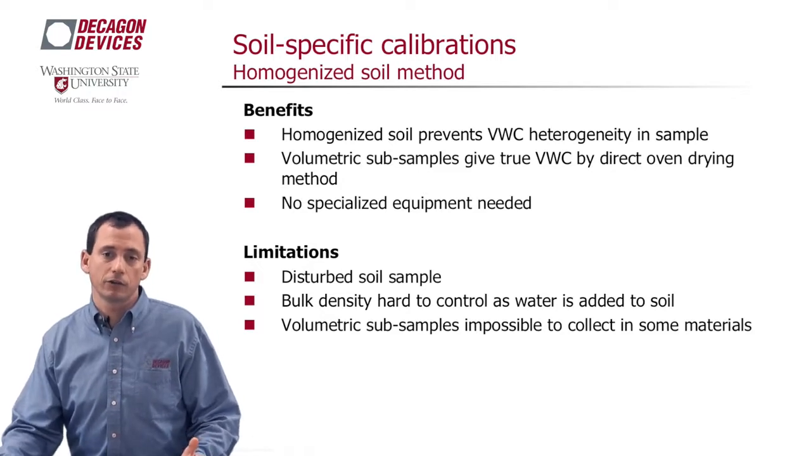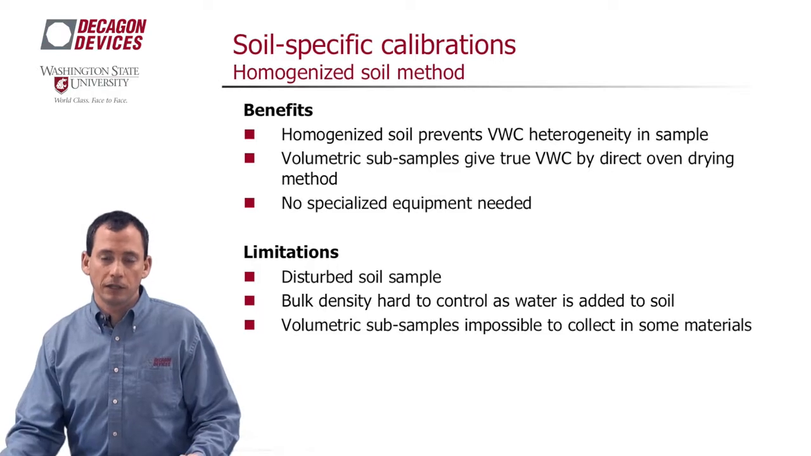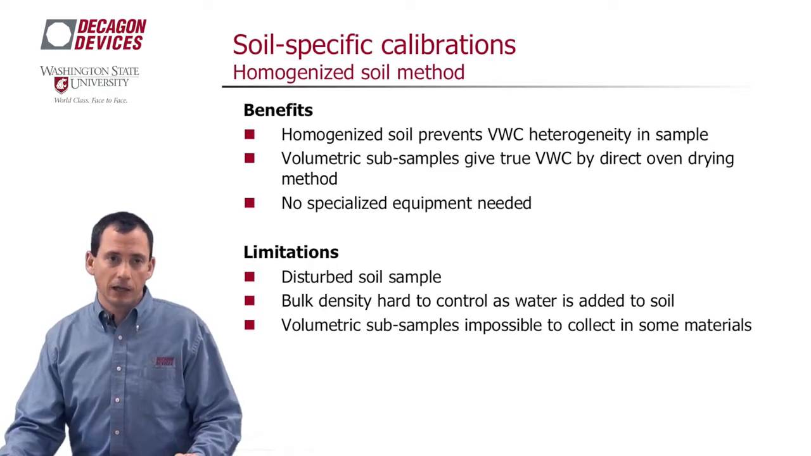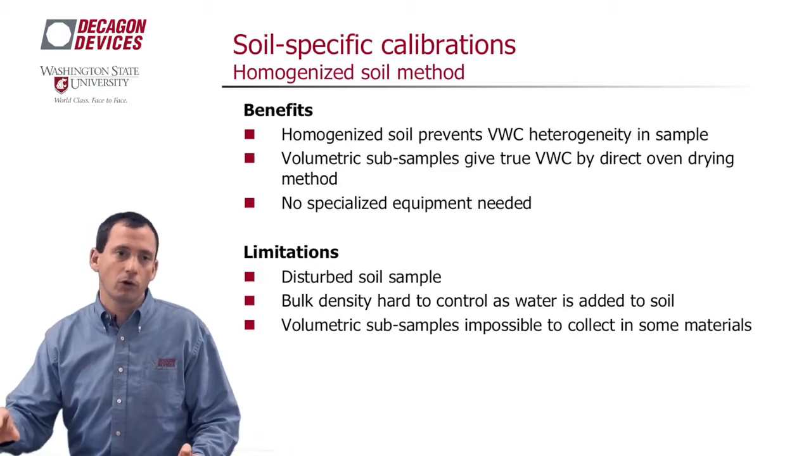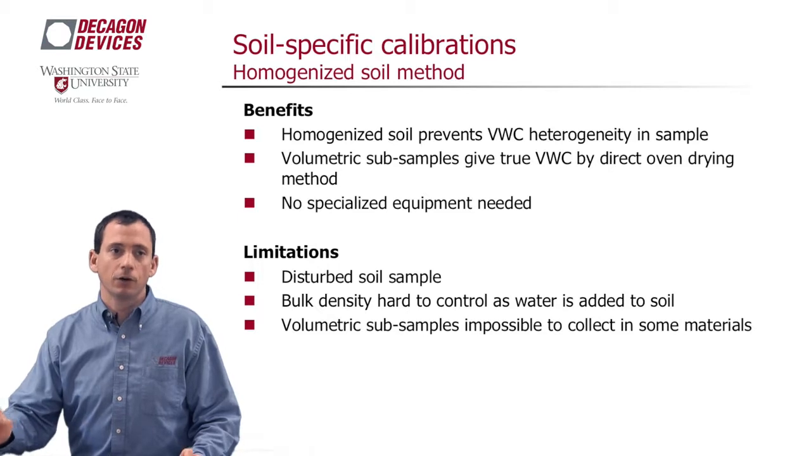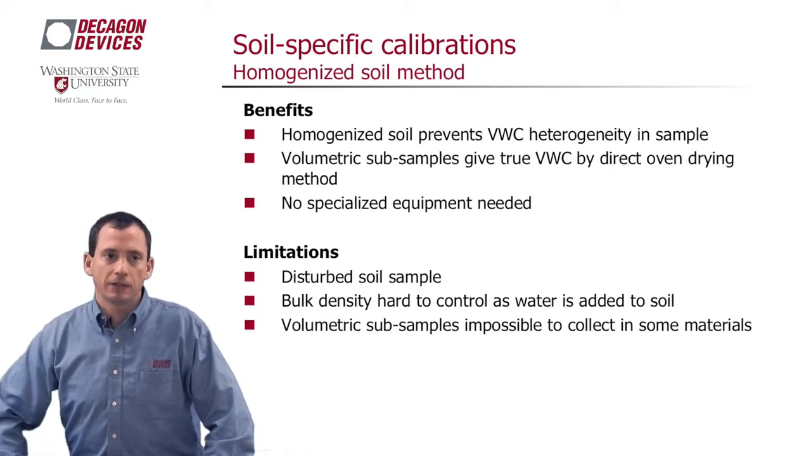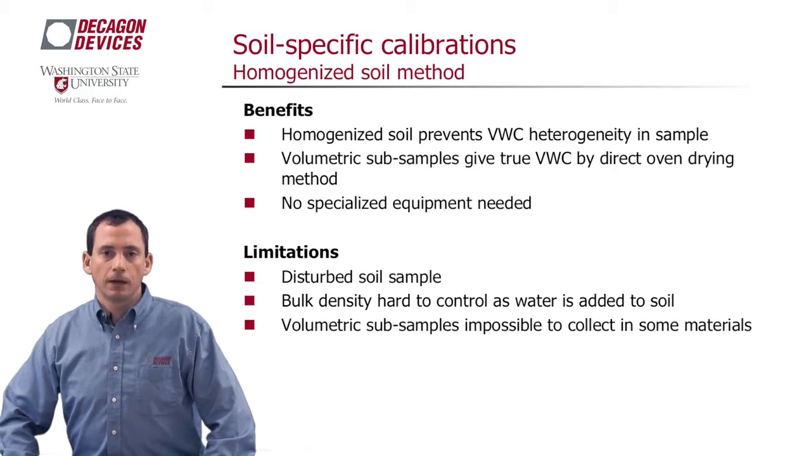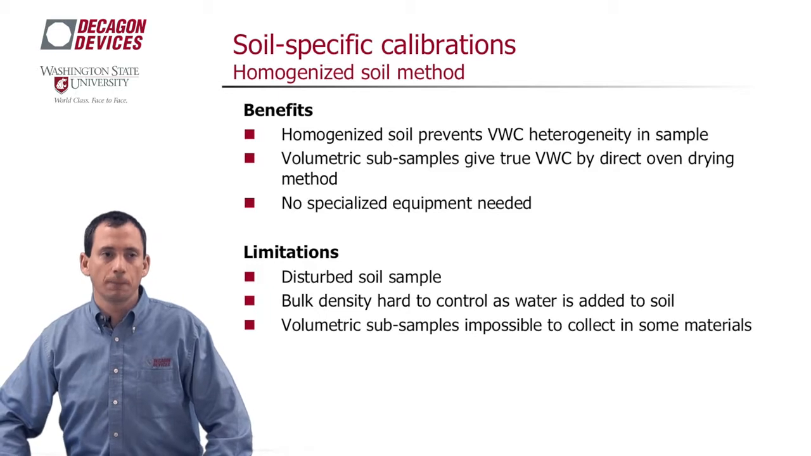And really you don't need a lot of specialized equipment for this. You need some kind of volumetric sampler, but those are pretty easy to find online, or you can just make one. We used to make these out of sharpened conduit pipe. You just need something that you can take a soil core of known volume. Probably the biggest limitation of this method is that you have to use a disturbed soil sample. You cannot maintain the structure of your soil.